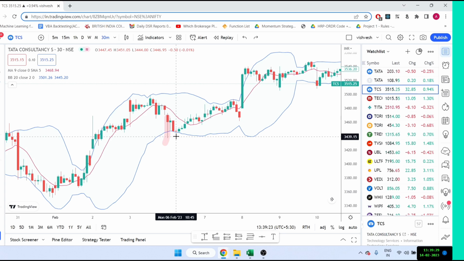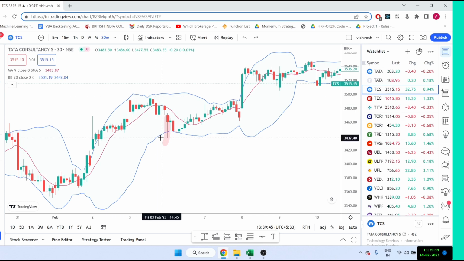The first indicator is the moving average. So the pink line that you see in the middle, that is the moving average. And the criteria is that generally you will notice that the stock and the pink line will go very close. This is a 9-period moving average, and the blue lines are the Bollinger Bands.